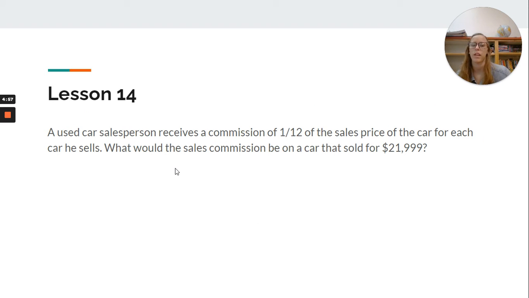14, we're finding parts of a number. So he gets 1/12 of the sales price in commission. So we want to find out what his commission is going to be for a car that was $21,999. So we take $21,999 times 1/12, and we get $1,833.25.